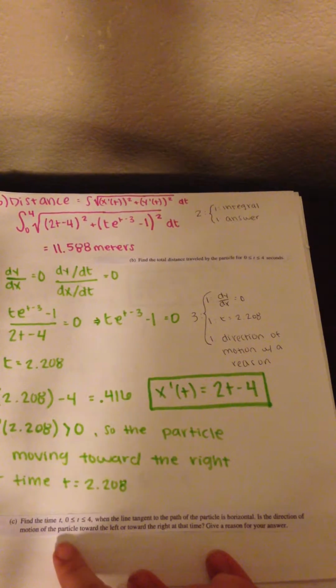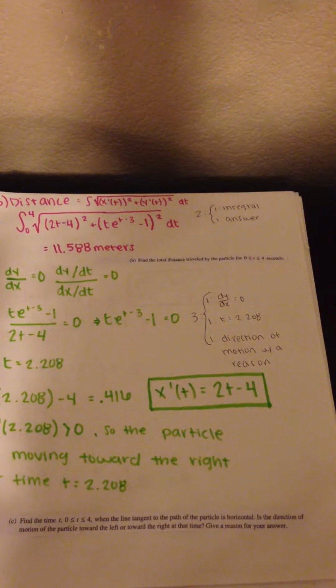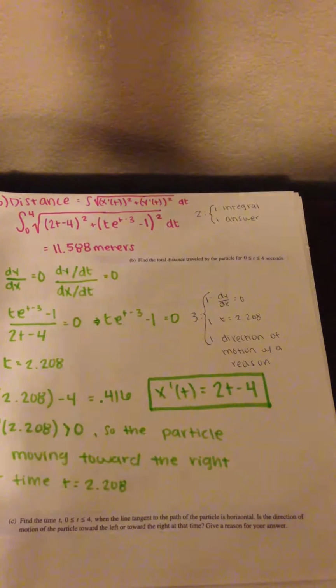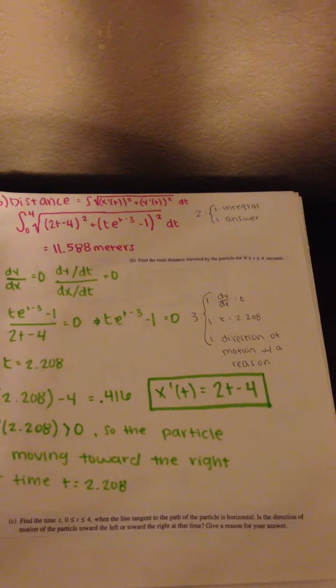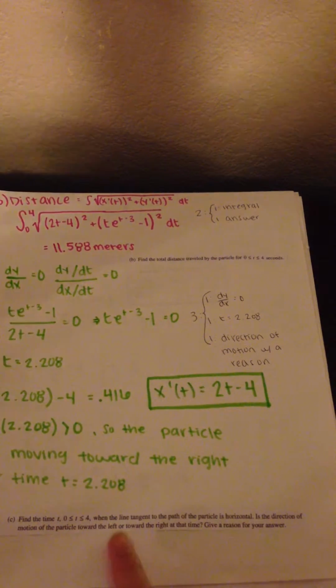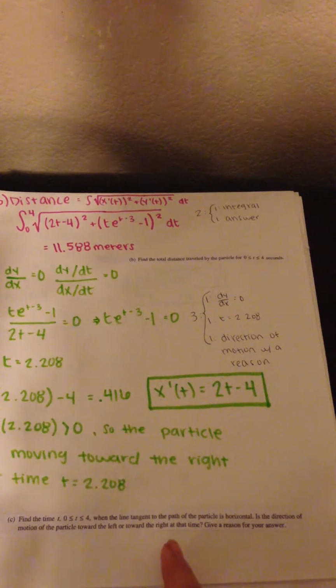Problem C. Find the time t from 0 to 4 when the line tangent to the path of the particle is horizontal. Is the direction of the motion of the particle moving towards the left or to the right at that time? And give a reason for your answer.